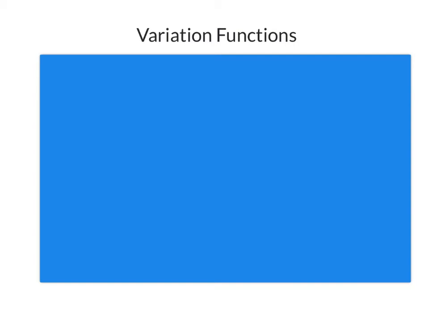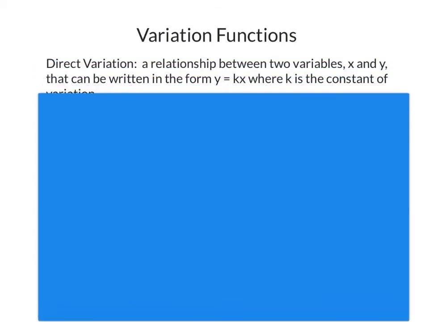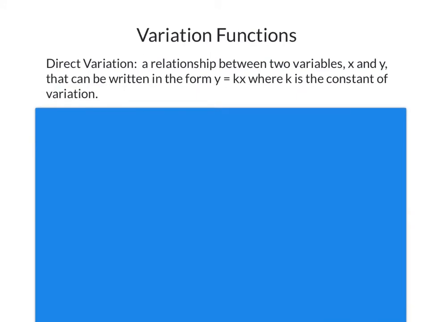Let's start off by first writing down the definitions of the different variation functions. The first one is direct variation. Direct variation is a relationship between two variables, x and y, that can be written in the form y equals kx, where k is the constant of variation.